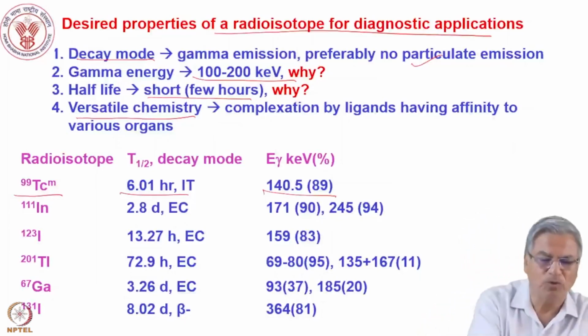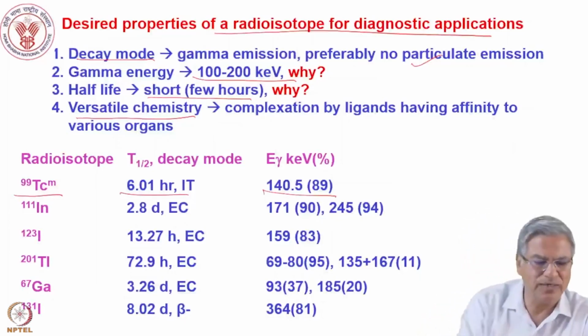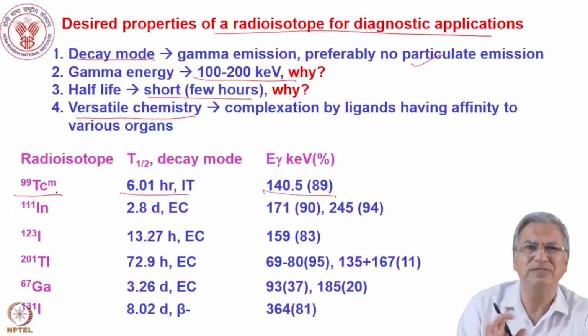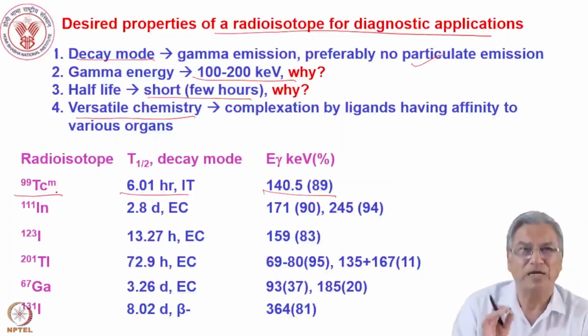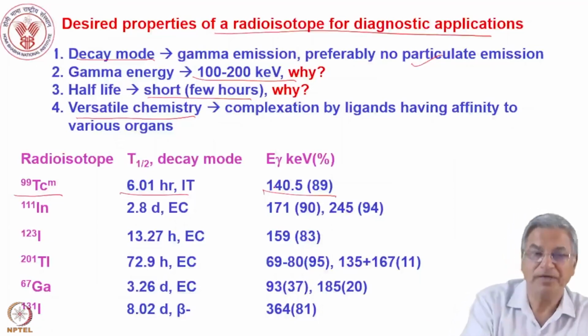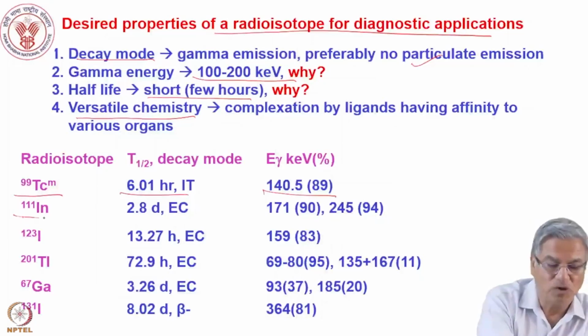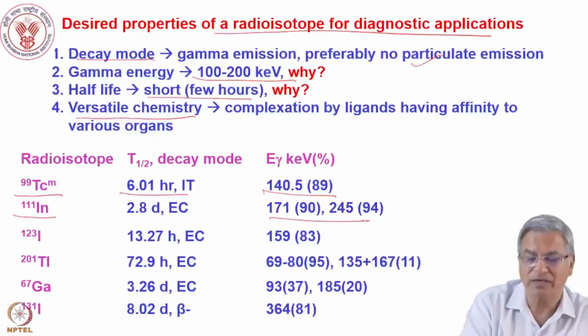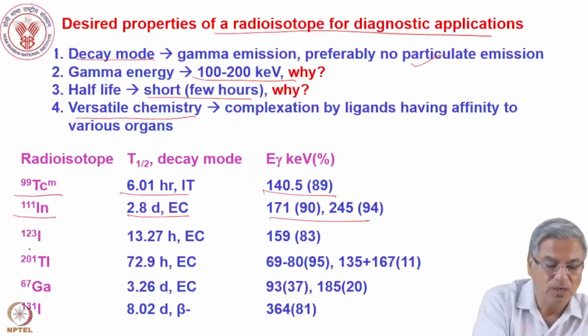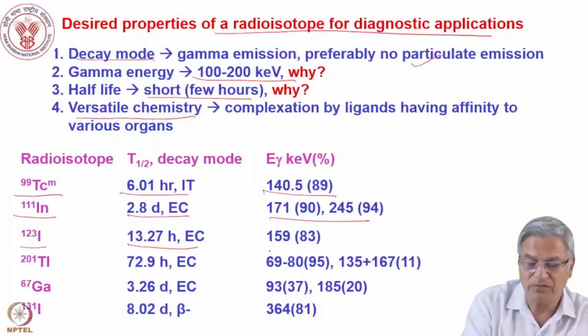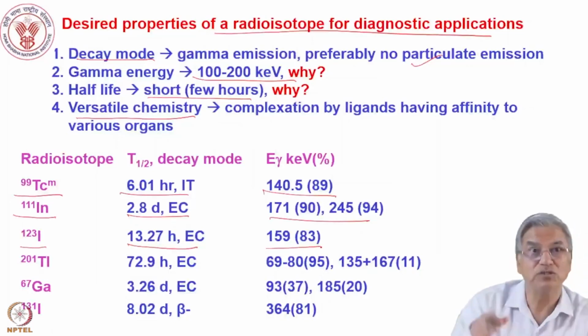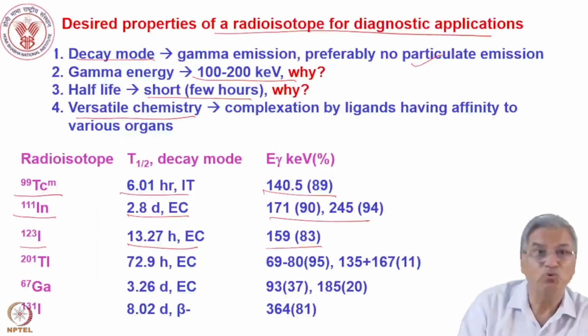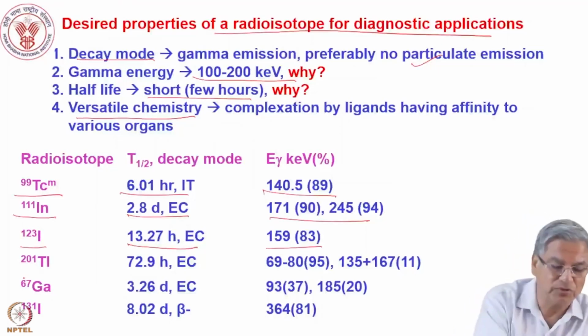So some of the examples of these radioisotopes that are used in diagnosis are technetium-99m, ideal. In fact, it is called the workhorse of nuclear medicine. About 80% of the nuclear medicine investigations for diagnosis are done using technetium-99m. So gamma ray is ideal, half-life is ideal. Indium-111, ideal gamma ray energy, but half-life is a little long. Iodine-123, half-life and gamma ray wise ideal. That is why there is huge demand for iodine-123, though it requires a xenon target, enriched xenon.